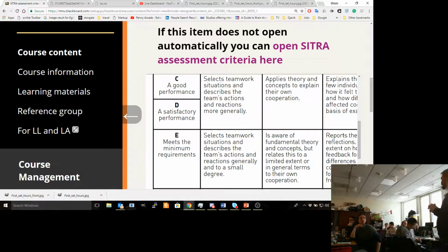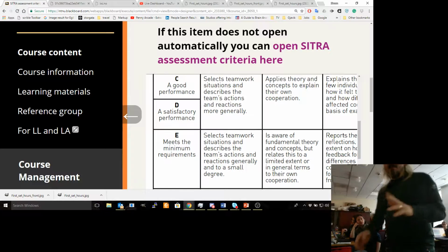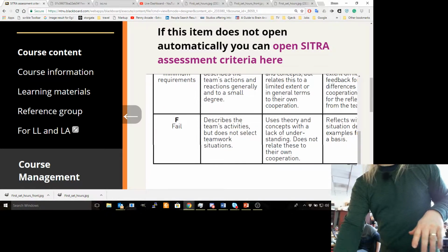None of you are aiming for an E. Right? That would be a stupid place to aim at. At least aim at a C, even if you're worried you might get an E. But and fail.